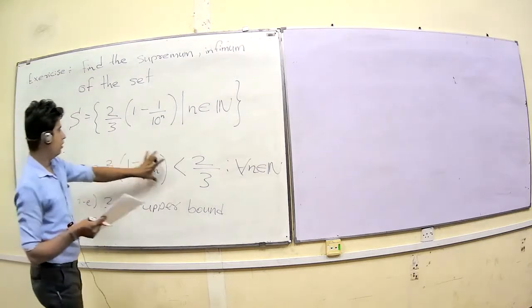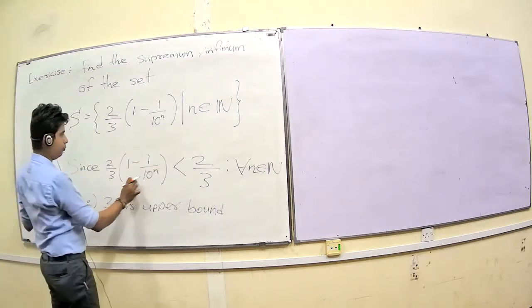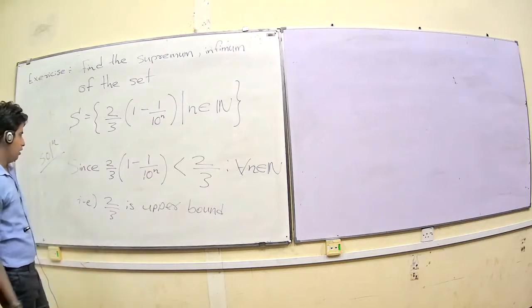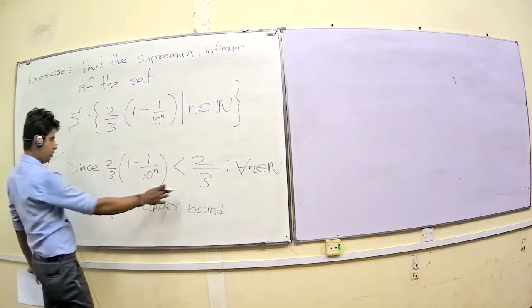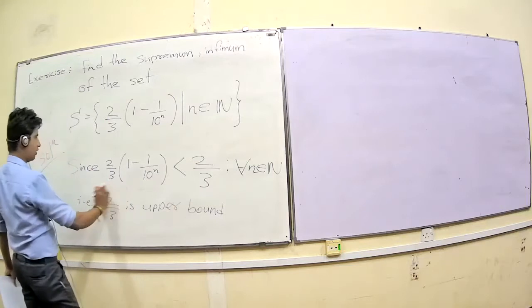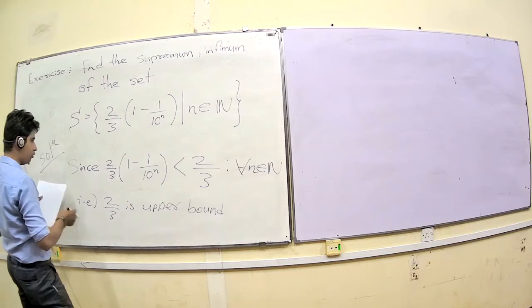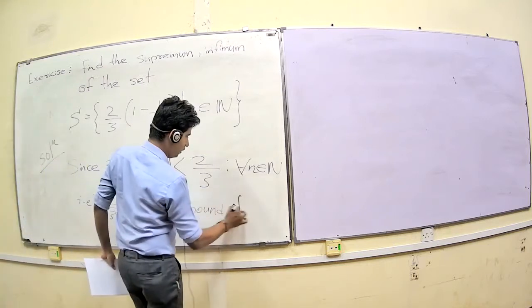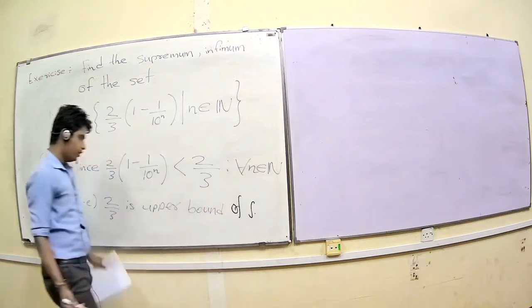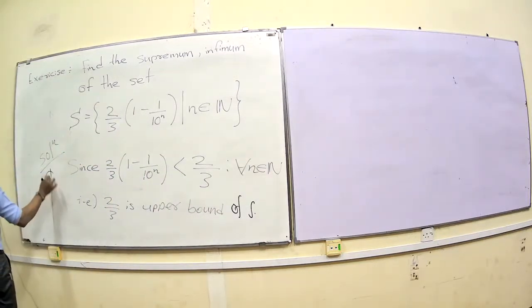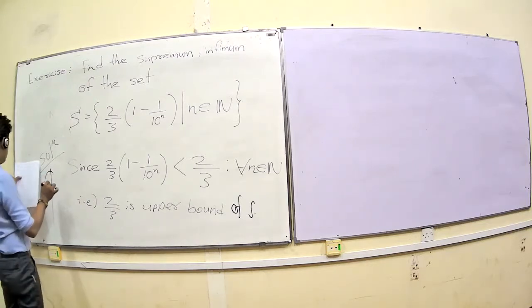Since this one is one of the values in this set, it should be less than 2 by 3. Therefore it is an upper bound. You know that 2 by 3 is an upper bound of the set S. Therefore, by the completeness property, the supremum exists.